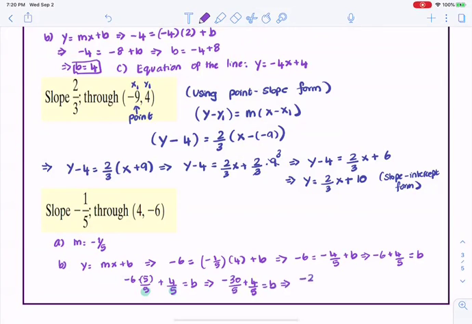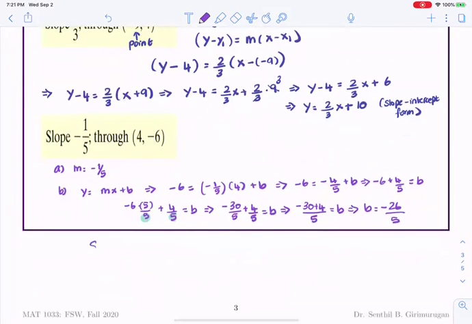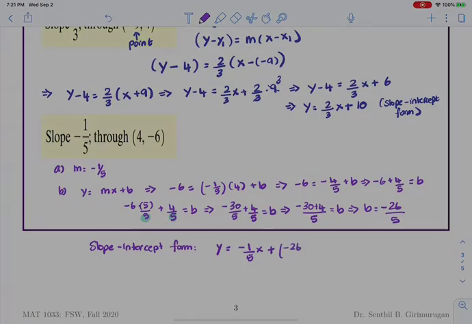So -26, I could write it as -30 plus 4 divided by 5 would equal b. So b is -26/5. So the slope-intercept form is y equals m, -1/5x plus b, which is plus -26/5.